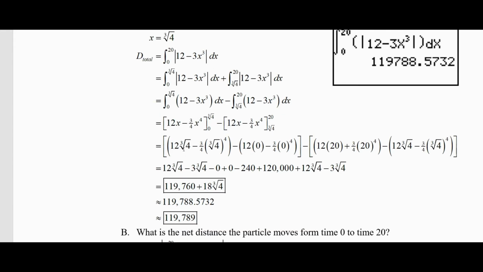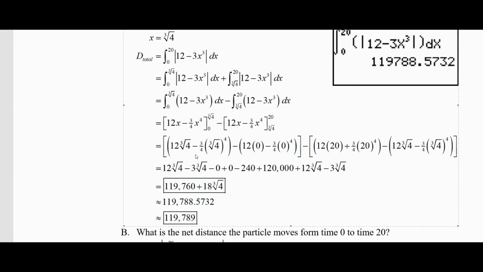In either case, the antiderivative is just 12t minus 3/4 t to the 4th, but then we evaluate it like this. So the cube root of 4 goes in here and here, minus, then 0 goes in both places, minus, and then down over here we evaluate this one, plug in 20, minus, and then plug in the cube root of 4. Okay, so you've got just a little arithmetic to wash out here.